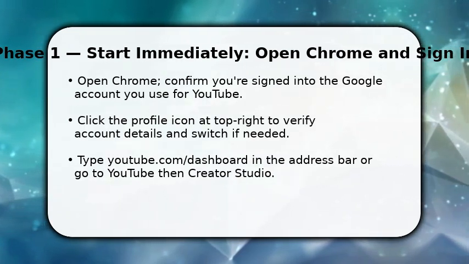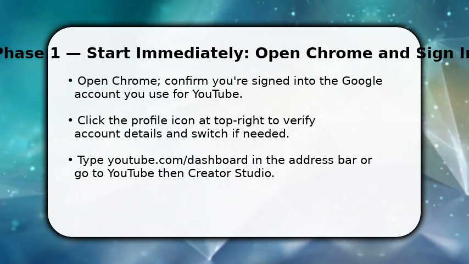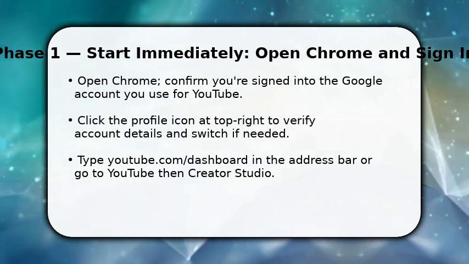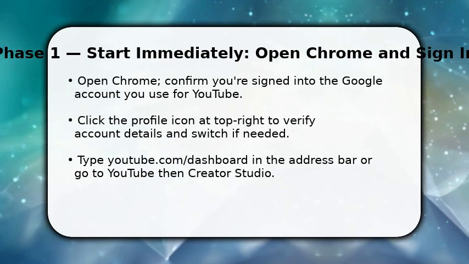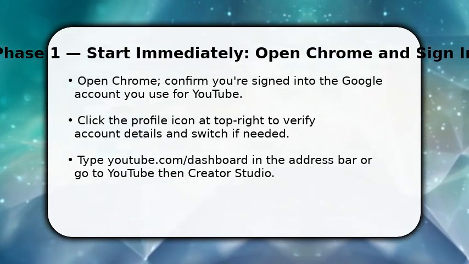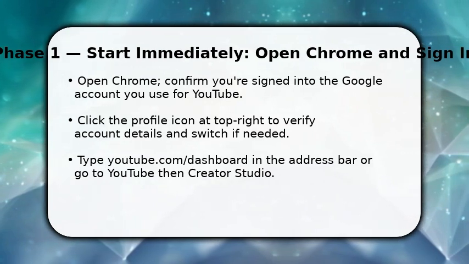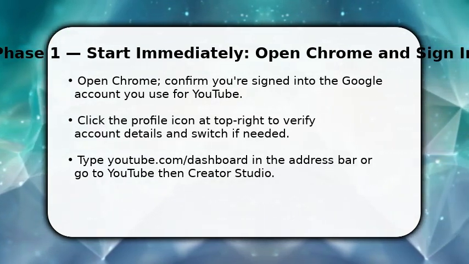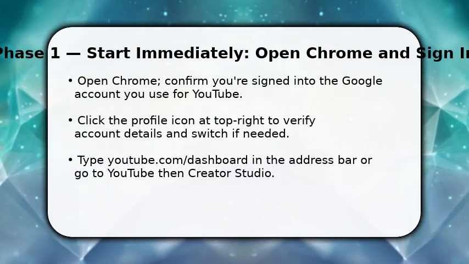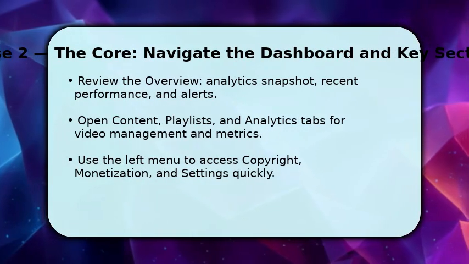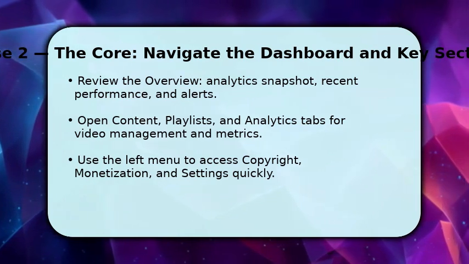Next, type youtube.com/dashboard into the address bar, or go to YouTube, then select Creator Studio from your profile menu. Doing this first saves time and prevents permission errors, so you can move straight to management tasks without logging out and back in. Once you're on the dashboard, focus on the core areas that control your channel.